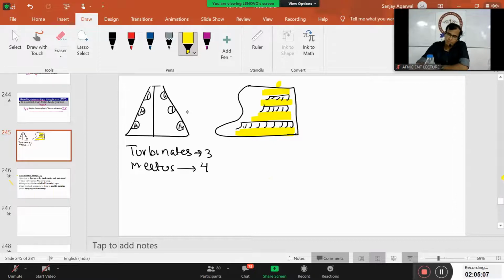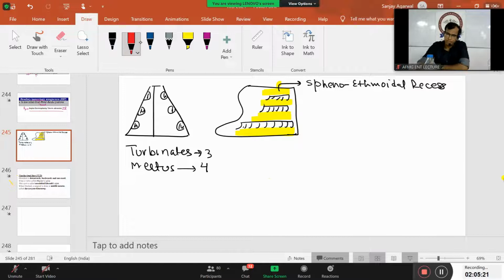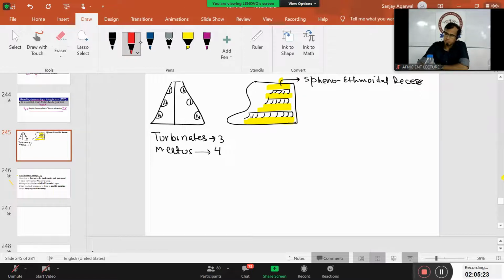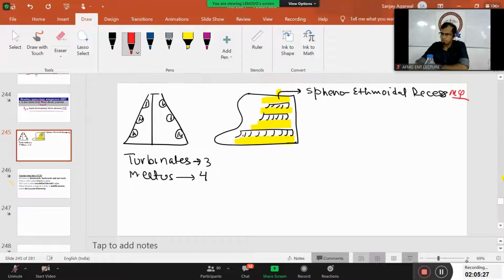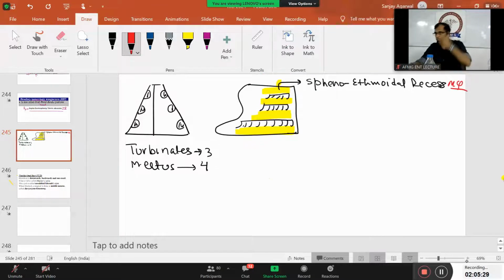Supreme has another name. What is the other name for supreme meatus? It's called sphenoethmoidal recess. Now this is a very important MCQ. What is sphenoethmoidal recess? They ask you, and you know sphenoethmoidal recess is the other name for supreme meatus.